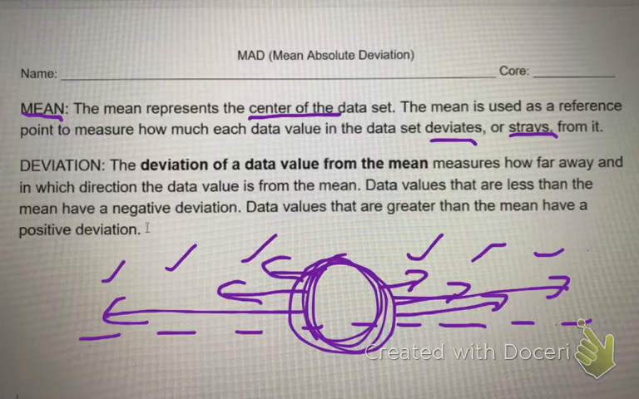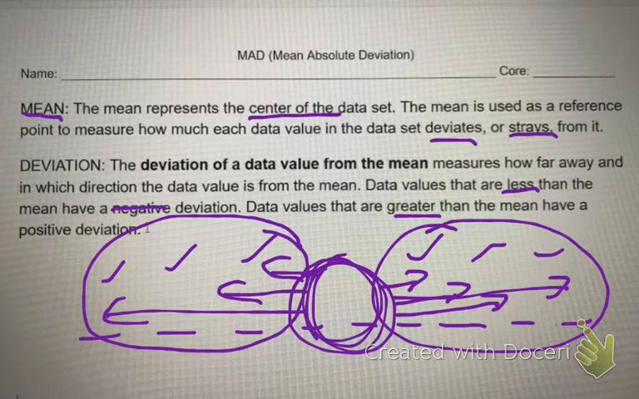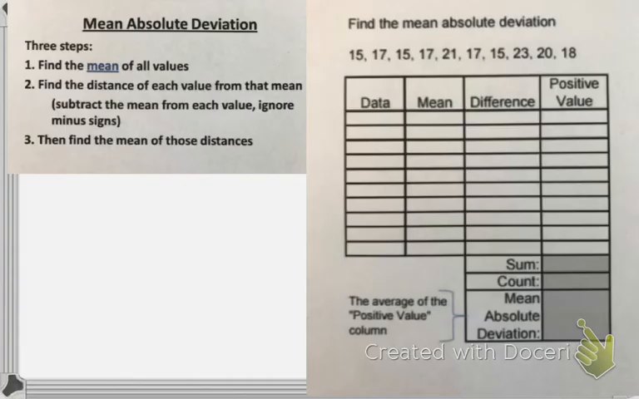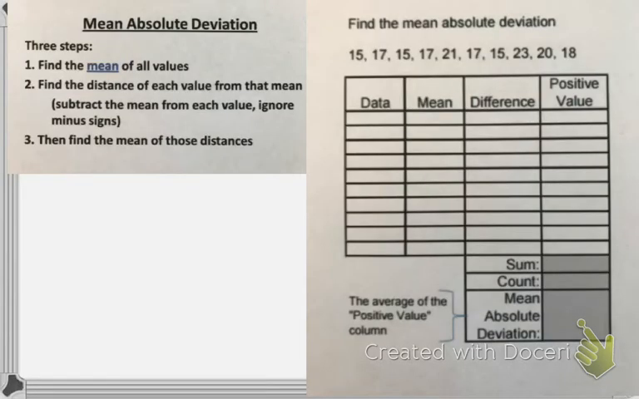Data values that are less, the pieces of data that are below or to the left of our mean, have a negative deviation. It means that they're smaller than the mean. The data values that are greater, the ones over here to the right, have a positive deviation, so they're bigger than the mean. When you take how far each one of the pieces of data deviates from the mean and then average that, it gives you a measure of how far all of the pieces of data deviate. Are you confused yet?